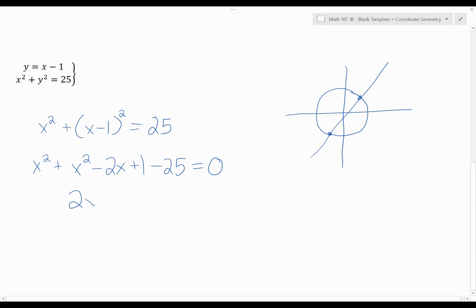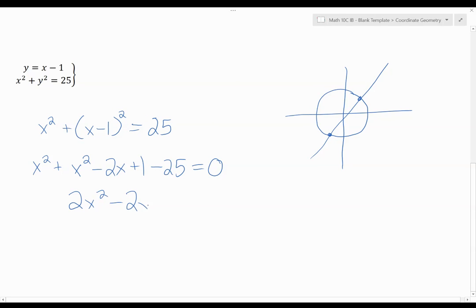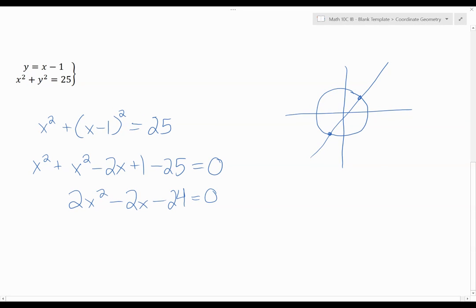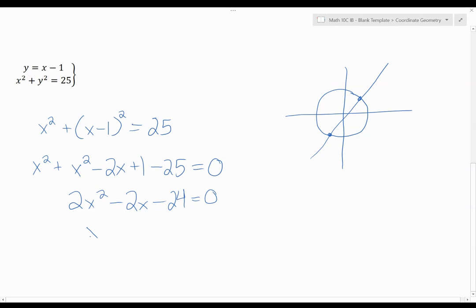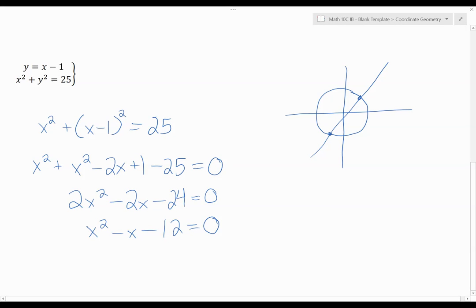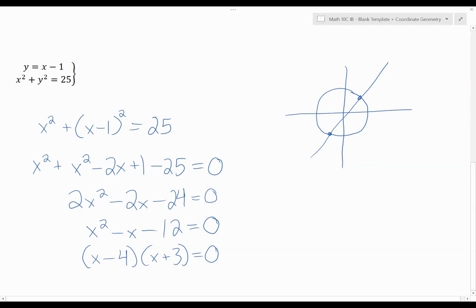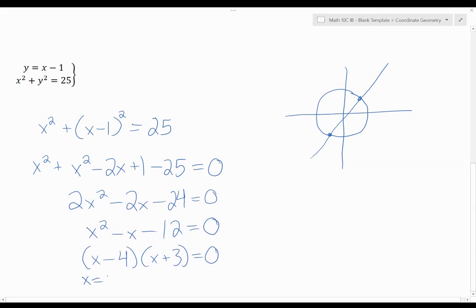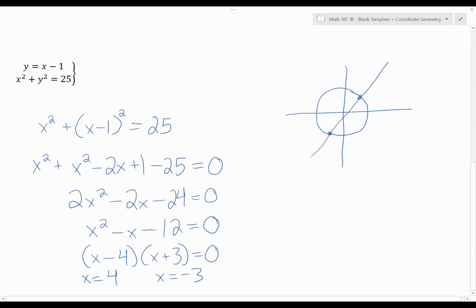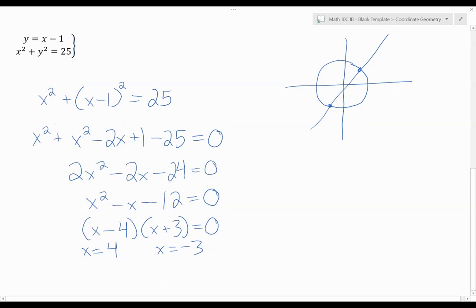This then becomes 2x squared minus 2x minus 24 equals 0, which I can now divide both sides of the equation entirely by 2. So I get x squared minus x minus 12 equals 0. Again, we have a factorable quadratic. So the factors are x minus 4 and x plus 3, which means that since that product equals 0, either x has to equal 4 or x equals negative 3. And again, based on those x values, I can calculate the y values, definitely using the first equation, which is going to be much, much easier.